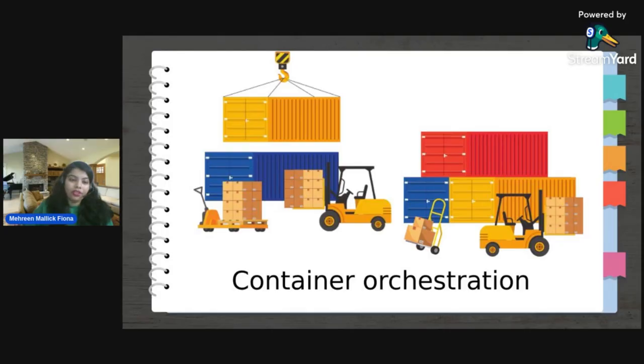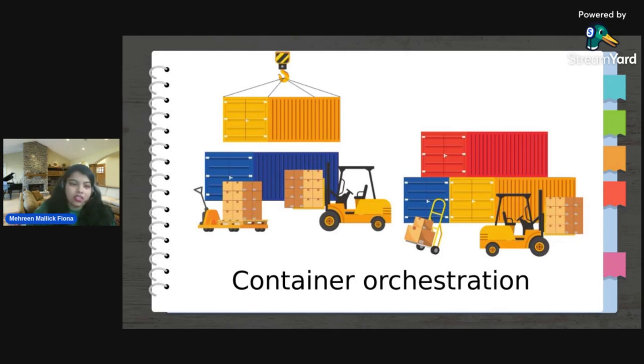Welcome back, everyone. Today we are going to learn about a crucial topic, container orchestration, which is very important for you to learn if you are preparing for the KCNA exam, whose full form is Kubernetes and Cloud Native Associate Exam. Today we'll show you how container orchestration brings efficiency, reliability, and scalability to your application.